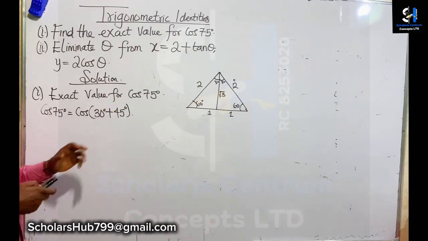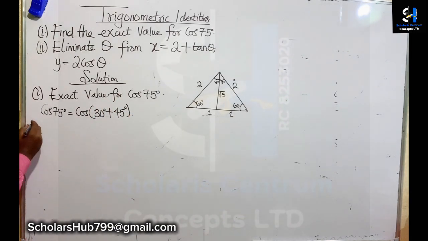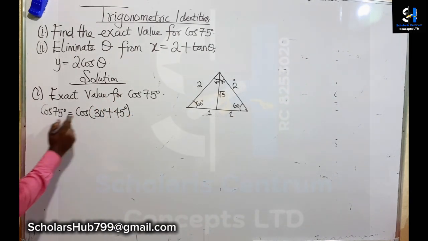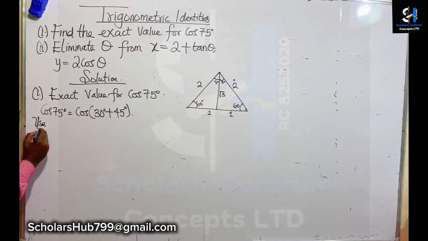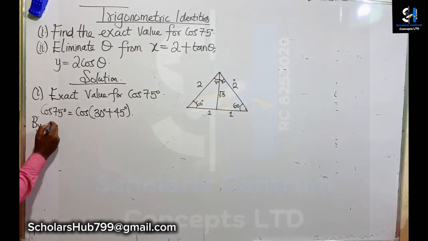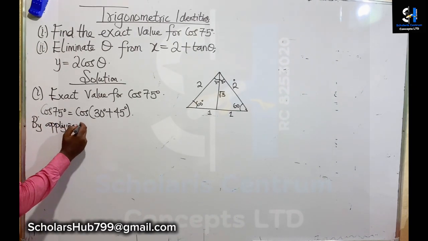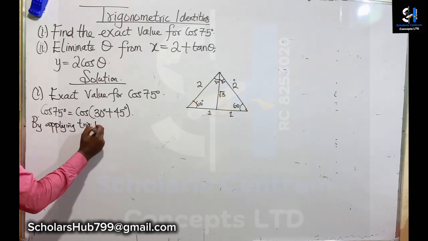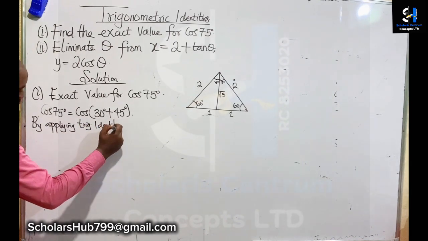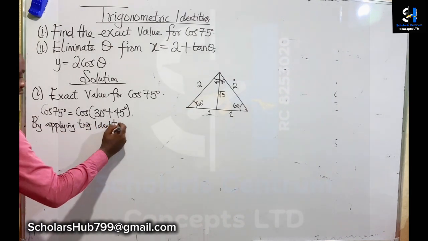And this will be that of cos. Now we know that, to obtain this identity, we're going to be applying trig identity.